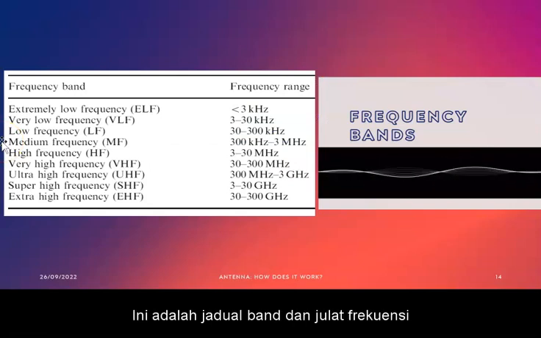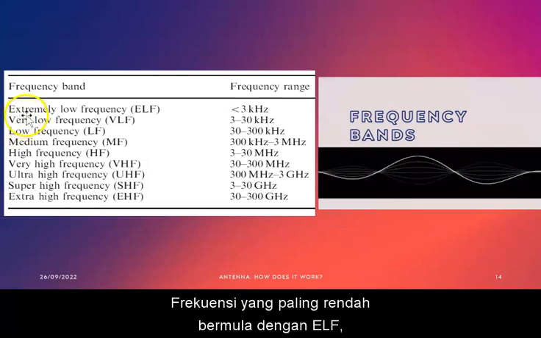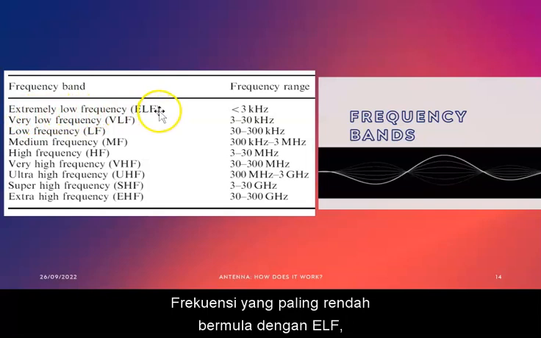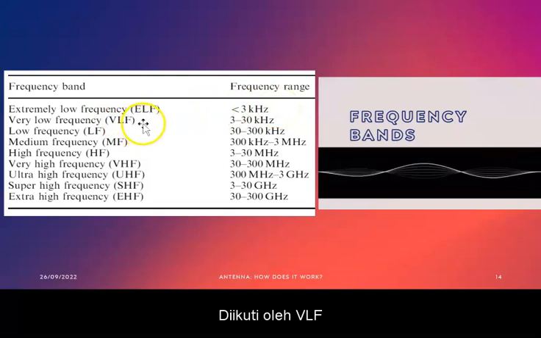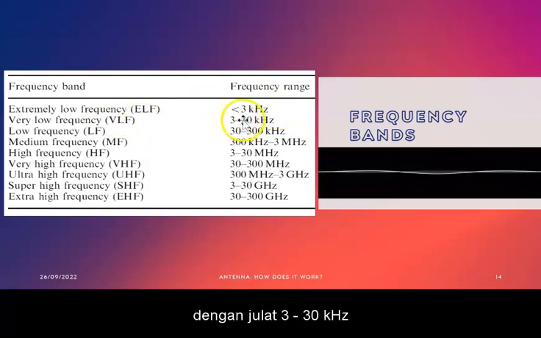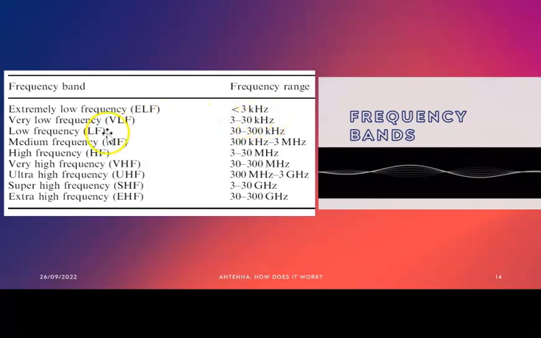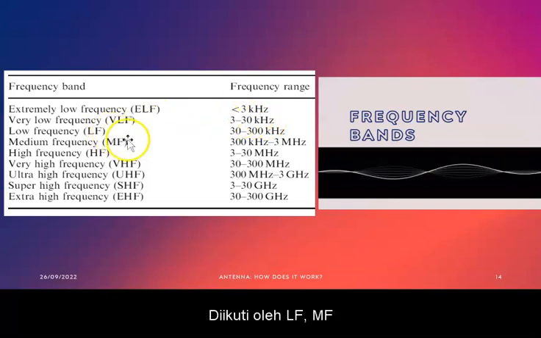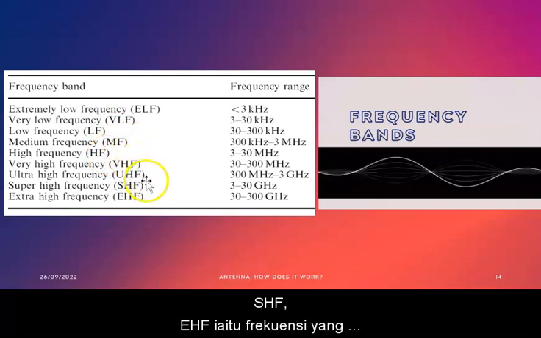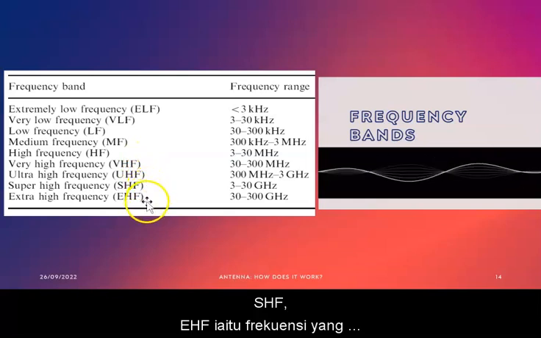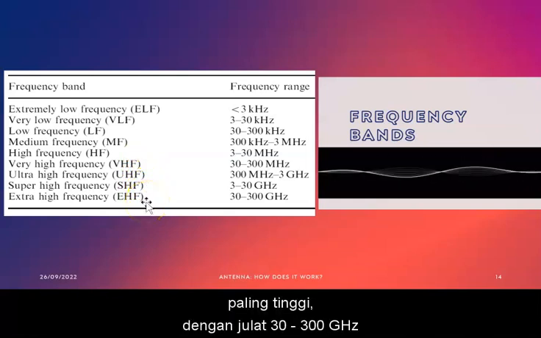This is a summary table of frequency bands and frequency ranges. It starts with extremely low frequency, ELF, with a frequency of less than 3 kHz, followed by VLF from 3 up until 30 kHz, and then we have LF, MF, HF, VHF, UHF, SHF, and finally EHF, which is extremely high frequency, with a frequency range of 30 up until 300 GHz.